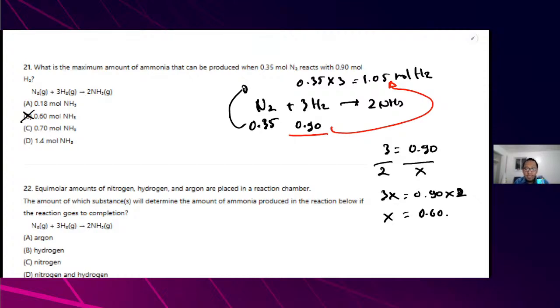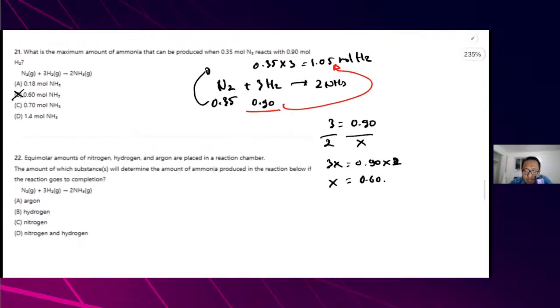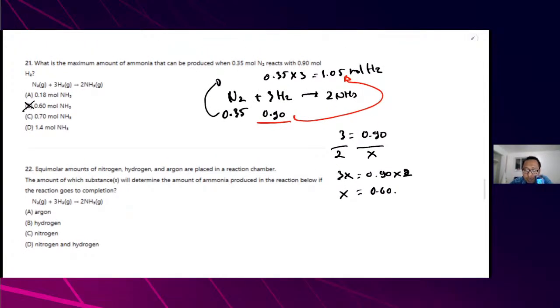Now again, number 22. Equimolar amounts of nitrogen, hydrogen, and argon are placed in a reaction chamber. The amount of which substance will determine the amount of ammonia produced in the reaction below if the reaction goes to completion? The question is: which substance limits the NH3 yield?